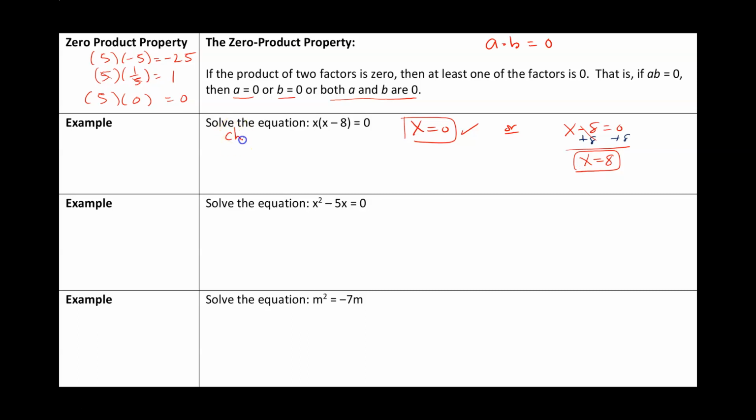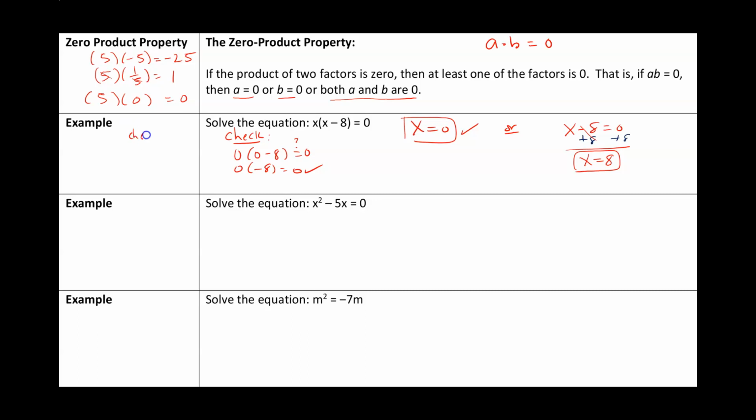Okay, let's check to see if I did it correctly. If I did it correctly, if I plug in 0 or if I plug in 8, then on the left side it should equal 0. So let me start with 0. If I plug in 0, I have 0 times 0 minus 8. And I want to know, does that equal 0? So 0 minus 8 is -8, but 0 times anything is 0, so that checks out.